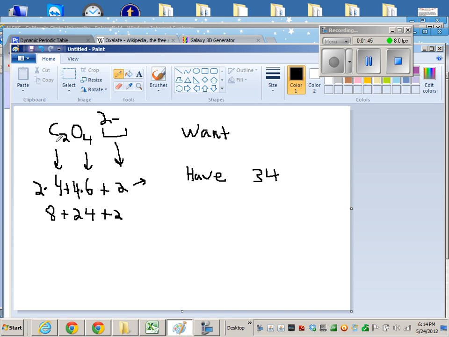How many do they want? Well, there are 1, 2, 3, 4, 5, 6 elements that all want an octet. So that's 6 times 8, that's 48. And how many is the difference? How many are going to be shared in bonding? Right. You subtract, you get 14.